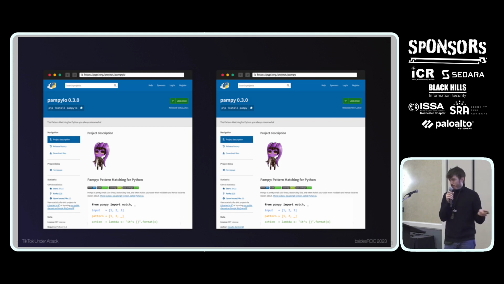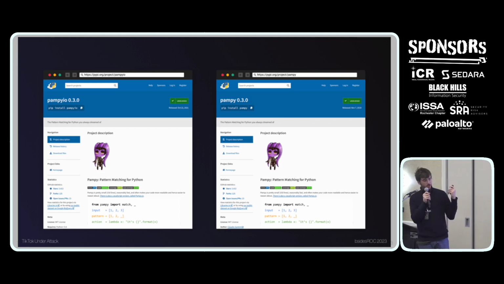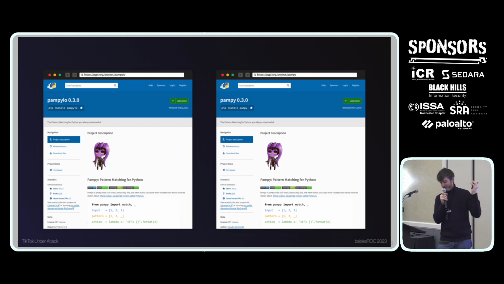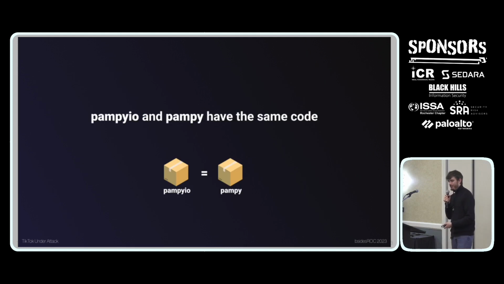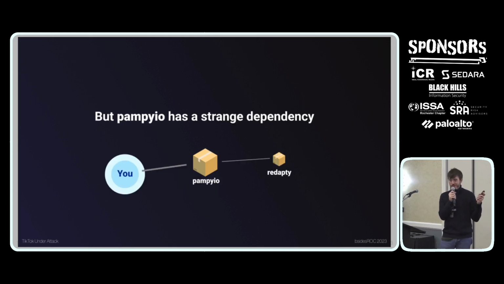Usually a software engineer will look at the stats of the package, whether it's popular, and decide by that. But here the stats are the same. So how am I going to decide? I need to take a look at the source code maybe, but they have the same source code. But I'm guaranteeing you that one of them is malicious. And how is it malicious? Pump.io has a strange dependency.